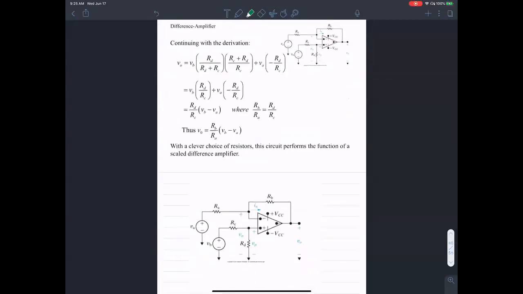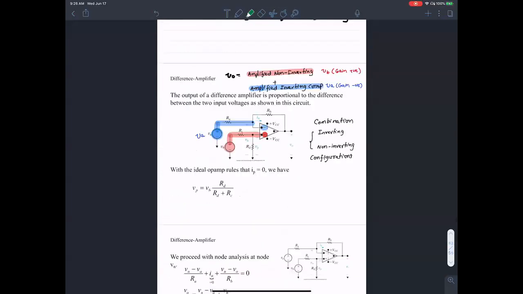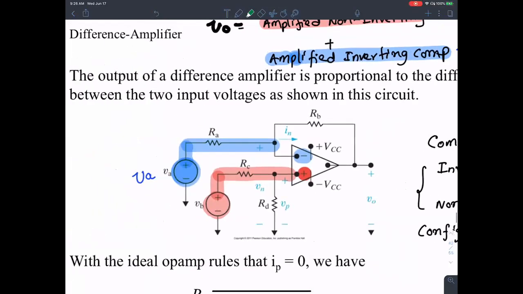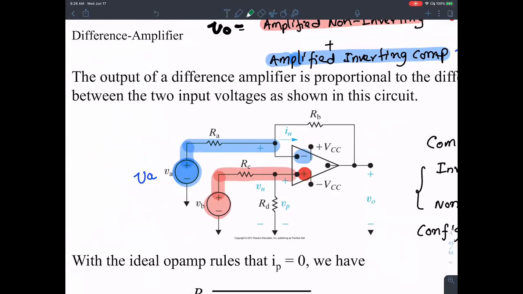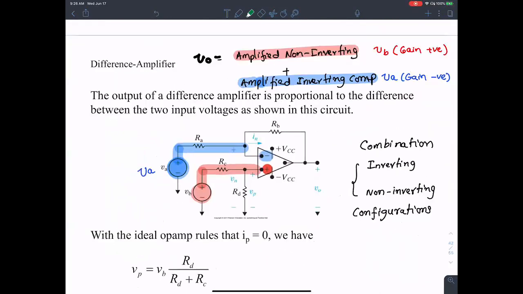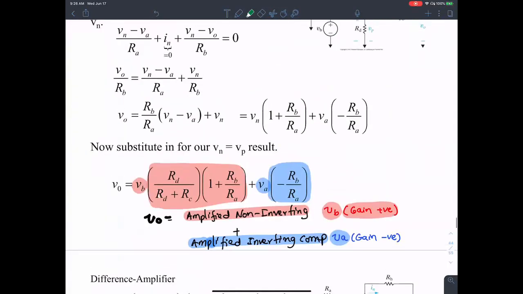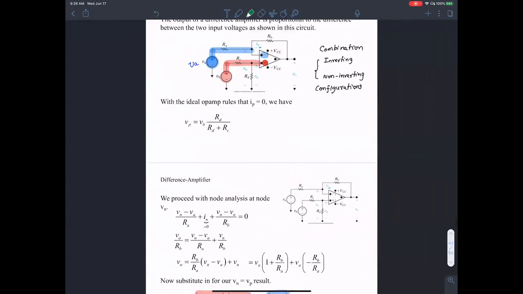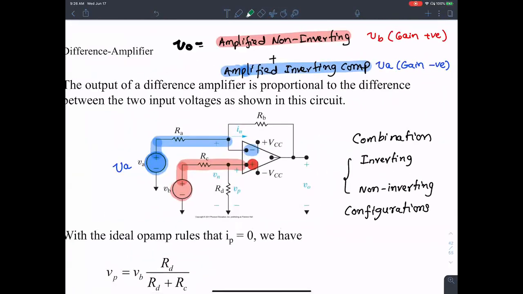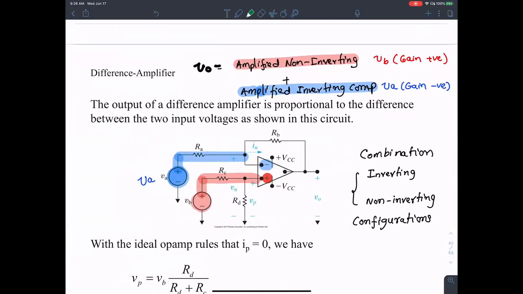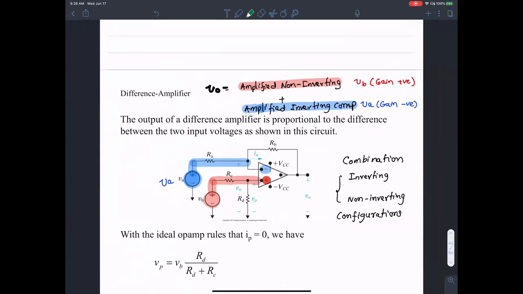Let me go back here. The difference amplifier that we looked at. Remember, you were talking about something like this, right? Yes. So we looked at the difference amplifier where VB behaves like a non-inverting case. The red one is amplified positive, and the blue input applied to the negative terminal is amplified using an inverting configuration. So it's a combination of inverting and non-inverting, which we already derived to be a difference amplifier. Does that answer your question? Yes. Other questions, please.